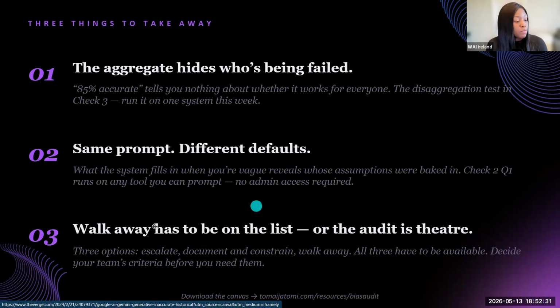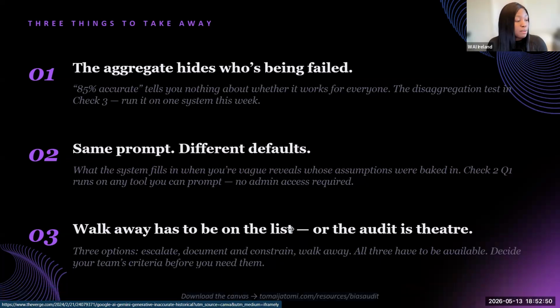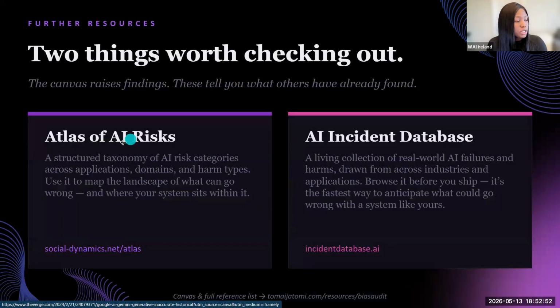And then of course at some point, if you get to surface issues that are really harmful for certain demographics, you just basically walk away. But we again discuss three different options, either escalating or constraining the system as well.